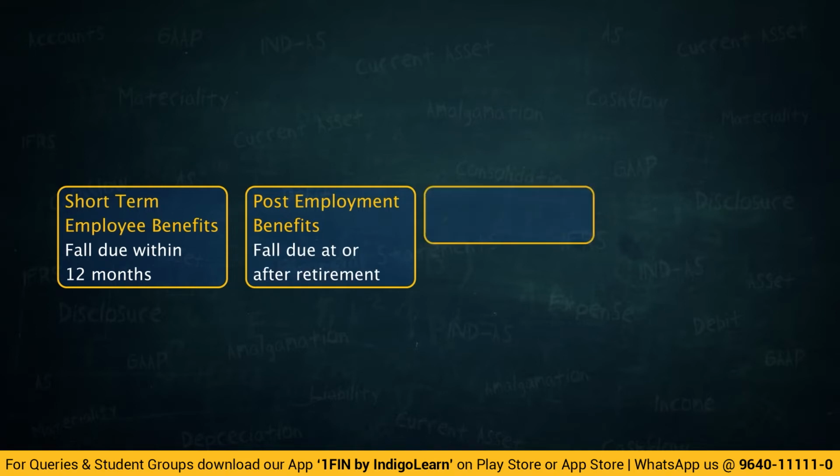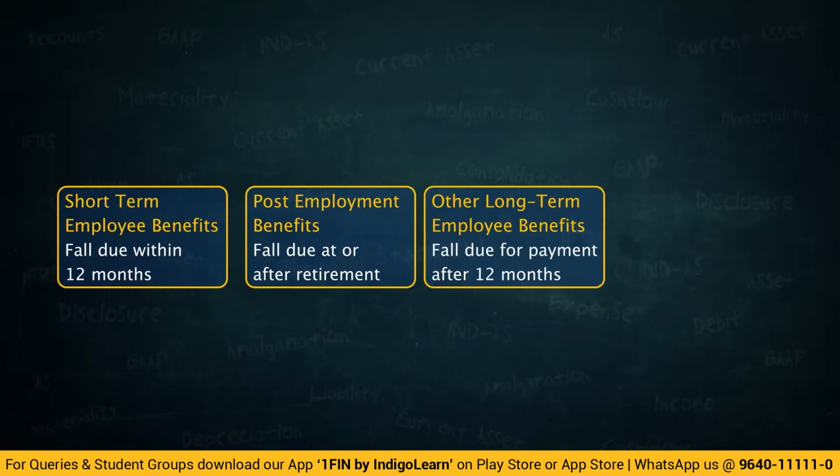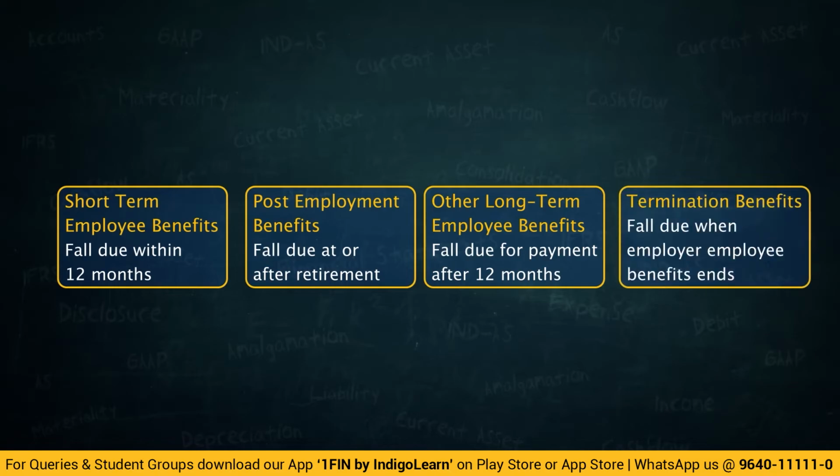Then other long-term employee benefits fall due for payment beyond 12 months. And termination benefits fall due when the employer-employee relationship ends. So basically it is at that point of termination.